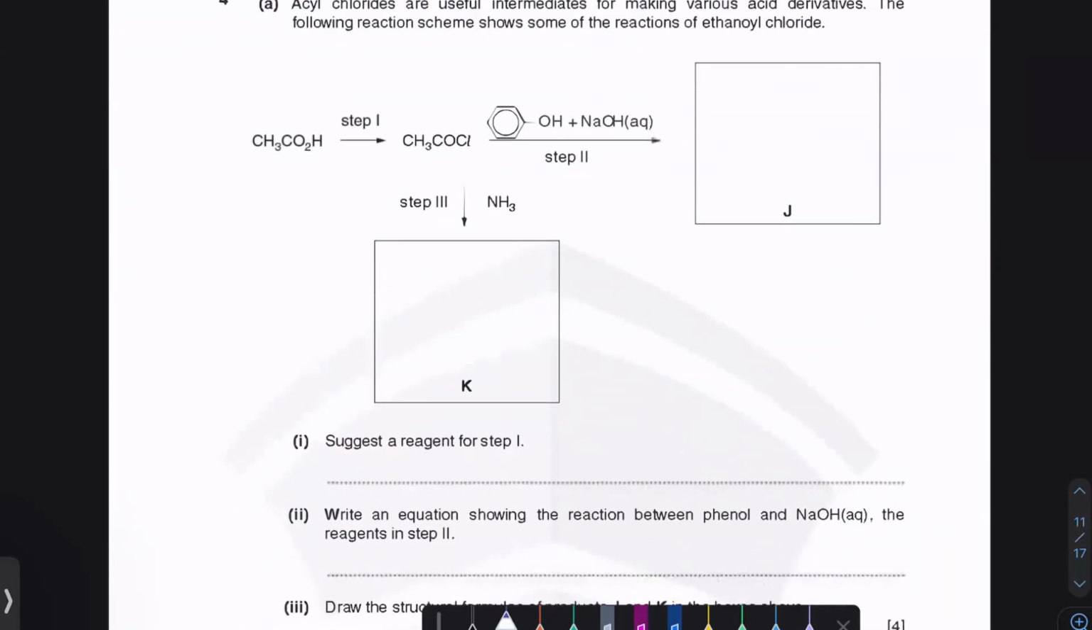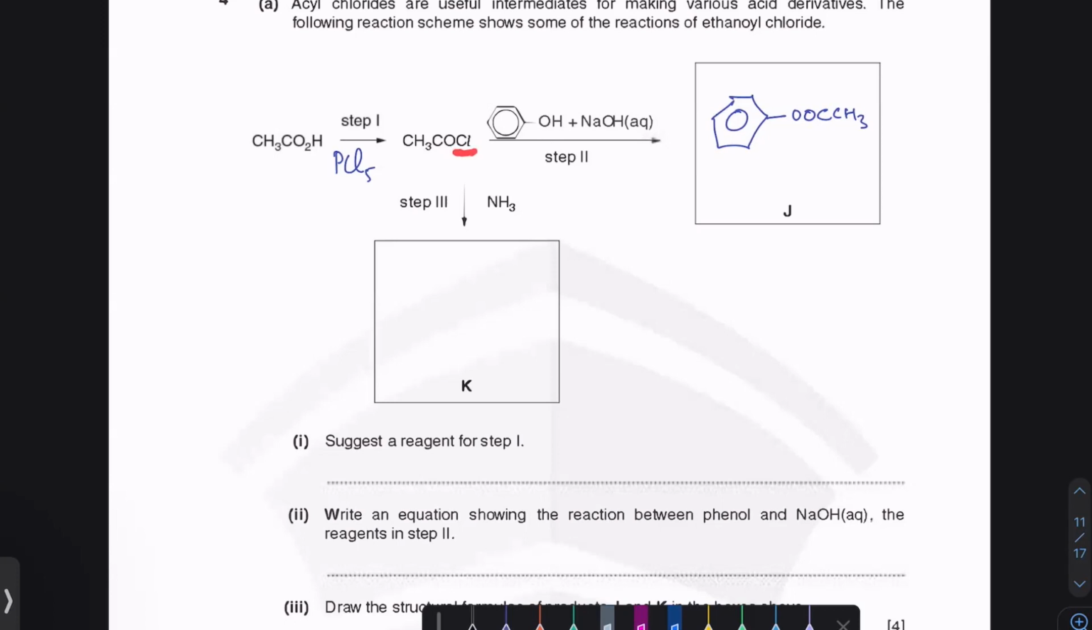Acyl chlorides are useful intermediates for making various acid derivatives. The following reaction scheme shows that. Okay, let's see. What has it done here? First it made COCl from COOH. How? It brought Cl in place of OH. For that it needs PCl5. Okay. What will it do here? This one is going to make HCl and then that is going to react. NaCl will be formed. And here we will have an ester linkage between these two. So I'm going to get OOCCH3. Make sense?